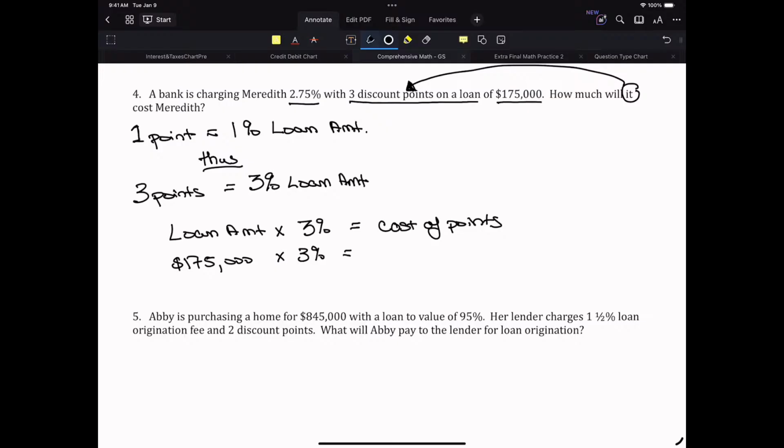Oop, that's a million. Times 3% is $5,250.